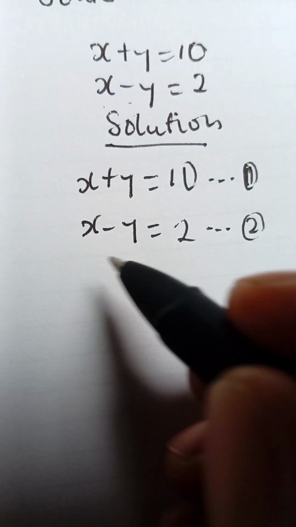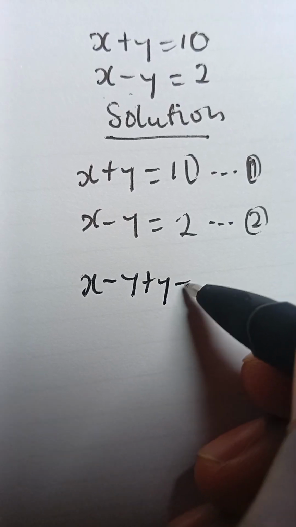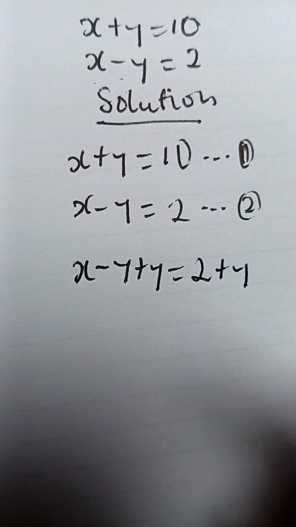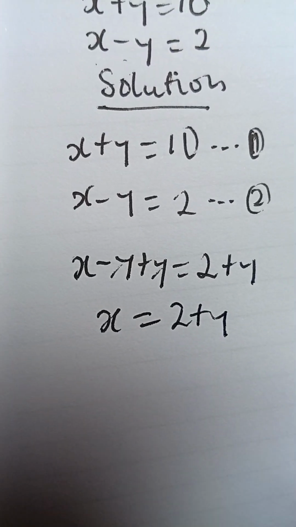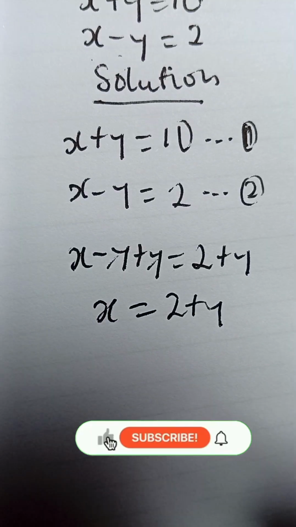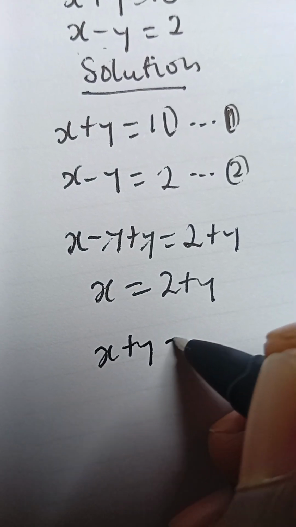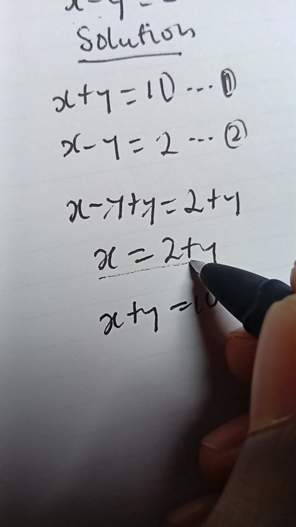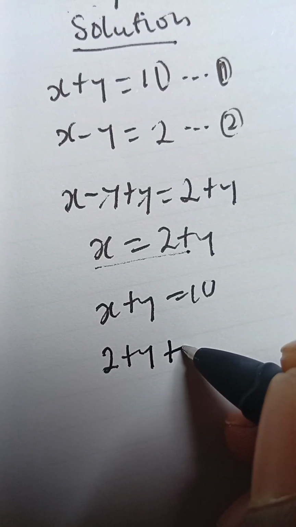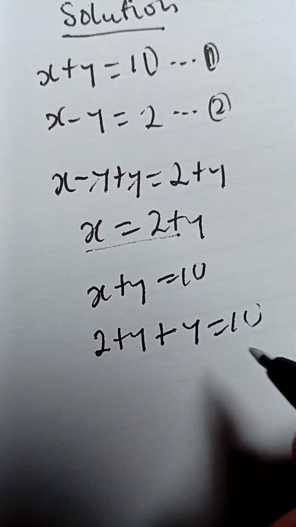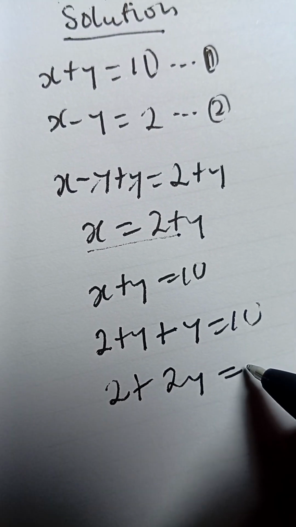So, from equation 2, let's make x the subject of the formula by adding y to both sides: 2 plus y. So minus y plus y would go, and then we'll have x equal to 2 plus y. So we substitute the value of x into the first equation, which is x plus y equal to 10. Substitute the value of x here, and we would have 2 plus y plus y equal to 10. So 2 plus 2y is equal to 10.